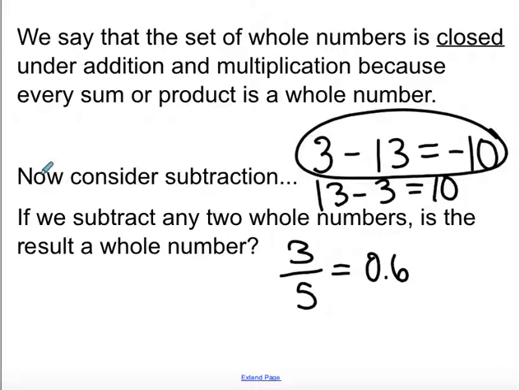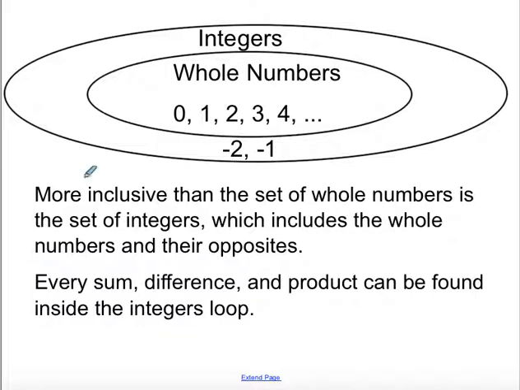We call that open. Okay, so think about some of these other sets, things like integers. Addition, subtraction, and multiplication will be closed, but division is going to be open because we have examples like negative 1 divided by 2. Unfortunately, that does not give me another integer, so division is open for the integers.